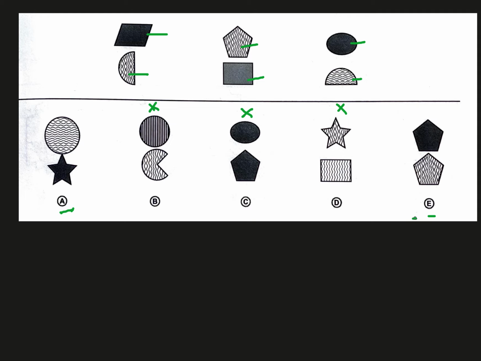Another pattern I see is that if I call the top figure figure 1 and the bottom figure figure 2, they are not the same, they are different. In my possible option E, I have a pentagon and pentagon. I do not want the same figures at the top and the bottom. I want them different. So with that line, I have a squiggly line and a solid pattern and 2 different figures at the top and bottom. So I will go with option A as the correct answer.